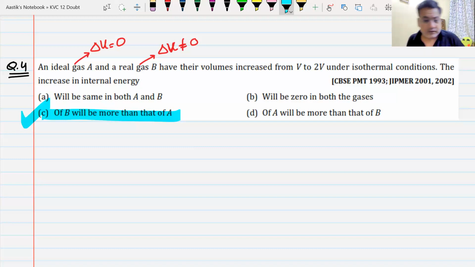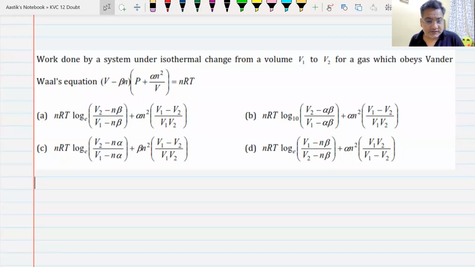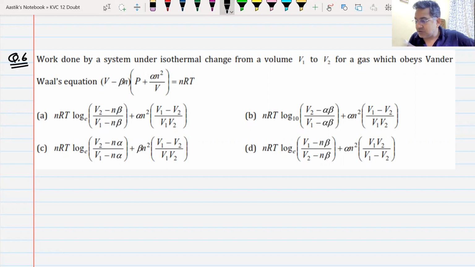Done, sir. Then, sir, this question. Since we talked about real gas, here comes a question on the real gas. And if you apply some common sense, you should tell me which will be the correct option. Work done by a system under isothermal change from V1 to V2 for a gas, which is a real gas, which obeys van der Waals equation.